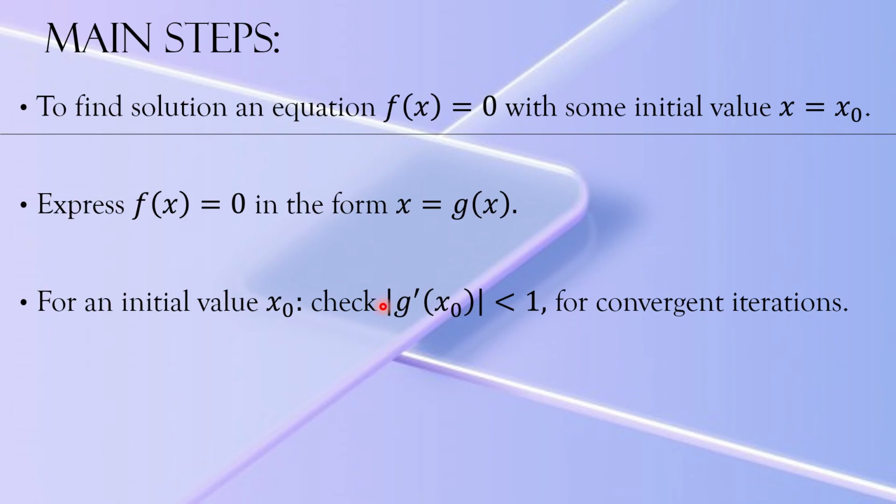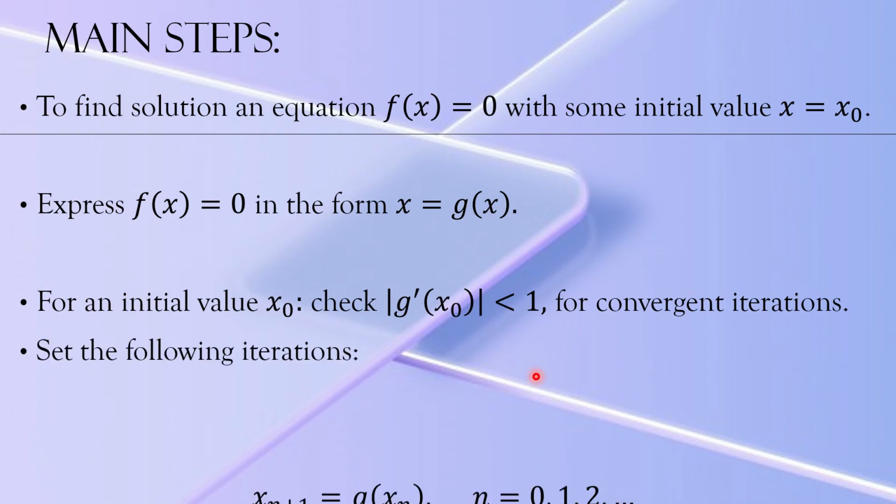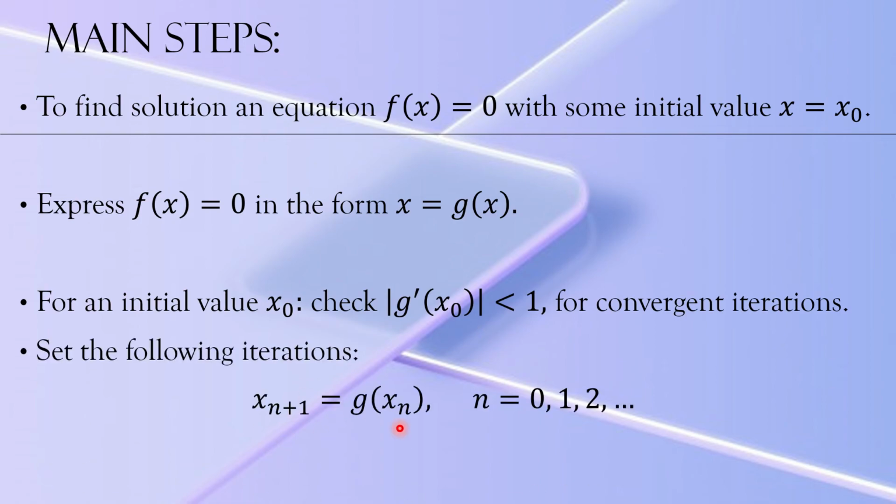Once you come to know that the iterations will be convergent, we set the following iterations, that is x n plus 1 is equal to g of x n for different values of n, starting from 0, 1, 2, 3, and so on, until we have a specified accuracy of a root. In this case, how does it work?